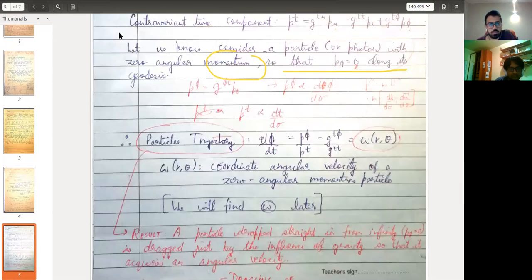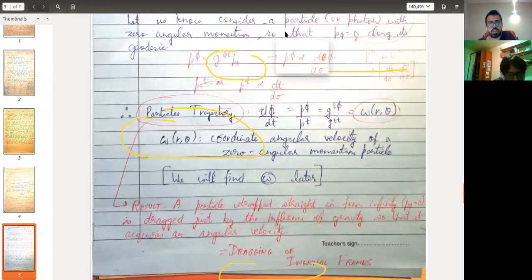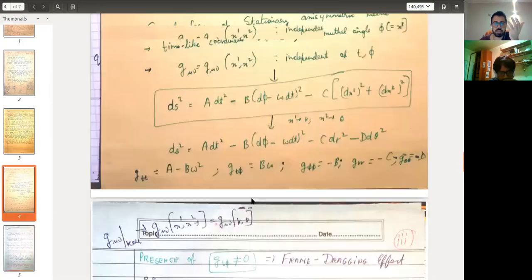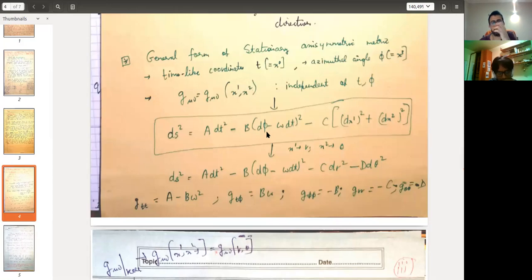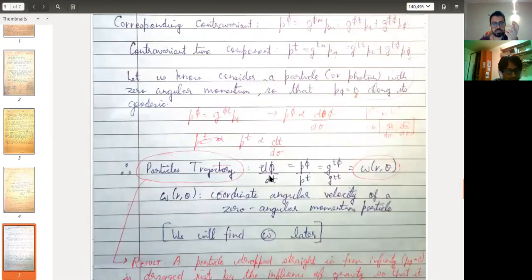There is a bit of maths which I'll go through later, but the important thing is that you have the space-time metric which we were just doing, with this g_t phi term and everything. When you do the maths, you will see that a particle dropped in a straight line from infinity is dragged just by the influence of gravity so that it acquires an angular velocity. So this is called the dragging of inertial frames. This does not happen in Schwarzschild geometry. This happens in Kerr geometry. Why? Because the time and the phi components are intertwined with each other.